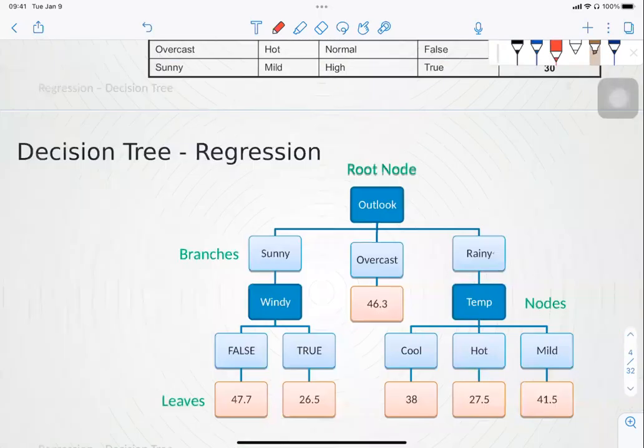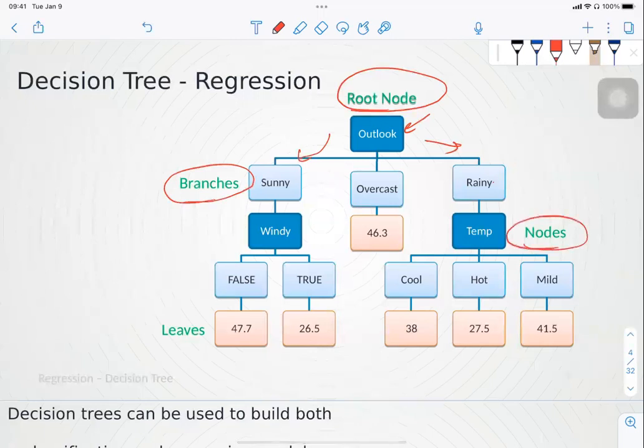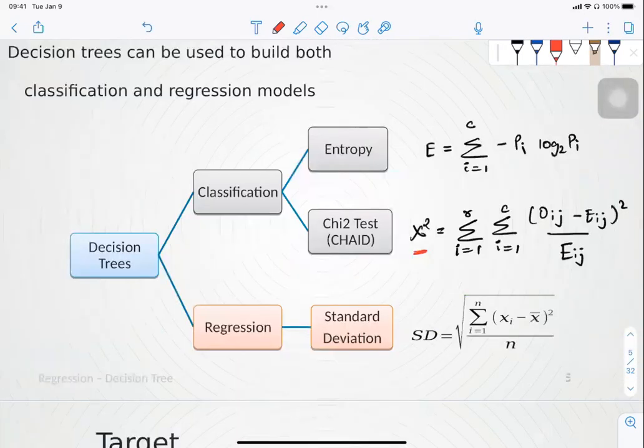Moving ahead, decision tree regression. Let's look at the regression model. This is how a decision tree looks, and we'll see how it is constructed. The only things we need to know right now are that the first node is the root node, all the outcomes of the root node are known as branches, all the elements are known as nodes, and the end node is known as a leaf.